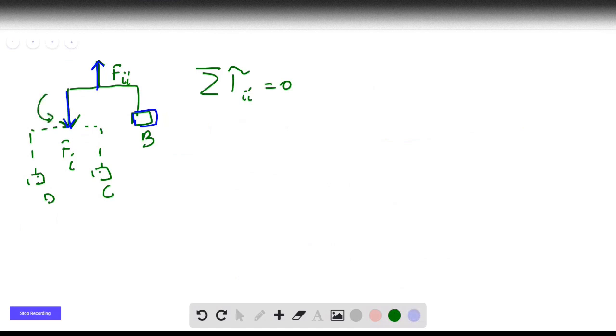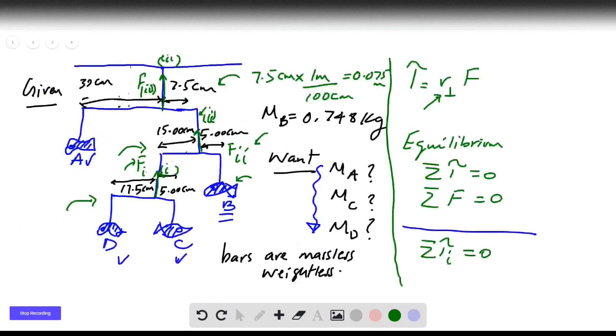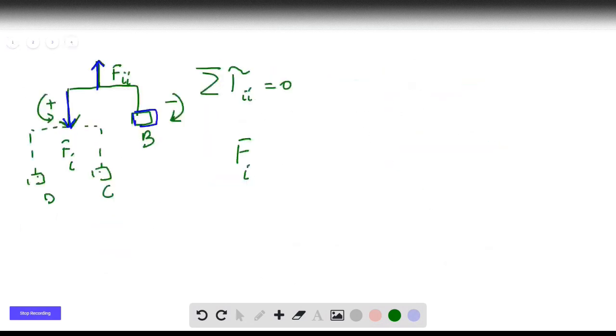This force is counterclockwise, so it's positive. This one is clockwise, so it's negative. So that means that at level 2, we're saying F1 times, we have to include the distances 15 and 5. So this distance right here is 15 centimeters, and this distance right here is 5 centimeters. We'll always try to make them as proportional as possible.